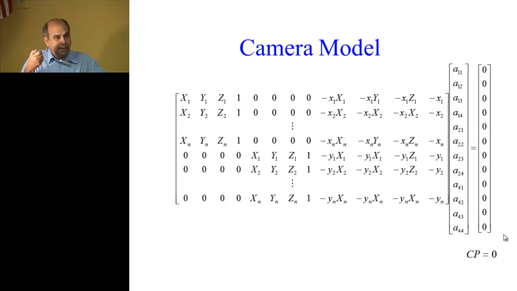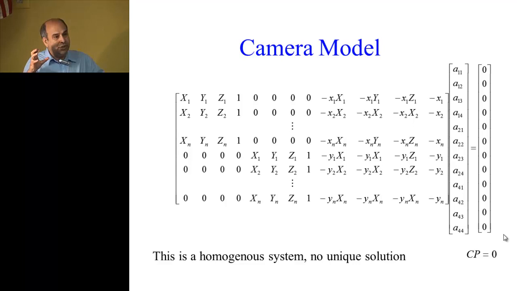Now one other thing is that this is a homogeneous system. It's a linear system, but it's homogeneous. Homogeneous means the right side is zero, okay? So which means this does not have a unique solution. It has lots of solutions. Because the right side is zero, I can multiply anything on the left side and the right side becomes zero. So CP is equal to zero, but 2CP also is equal to zero. 3CP is also equal to zero. So it's a homogeneous system.